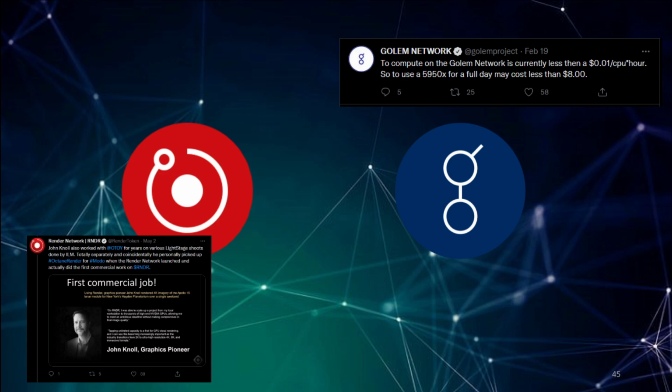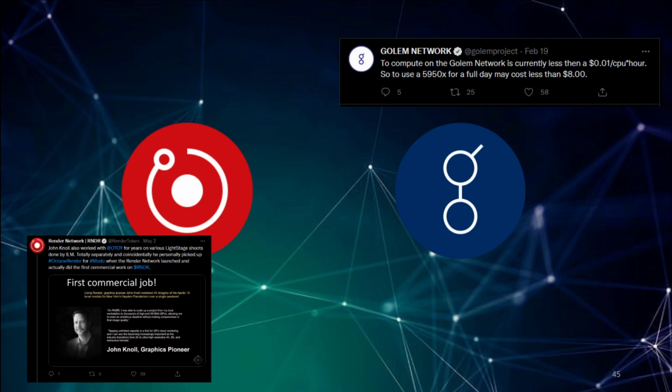This is Render Token and Golem. These are both tokens where you can donate your processing power. So you can go home and contribute to the Render network, and I can get paid in Render Token. This has been live for about 3 weeks now, and you'll see John Knoll, graphics pioneer from Industrial Light and Magic fame, the guy who invented Photoshop, did the first commercial job as of 2 weeks ago on the Render network, which means actual companies are using this network to render.